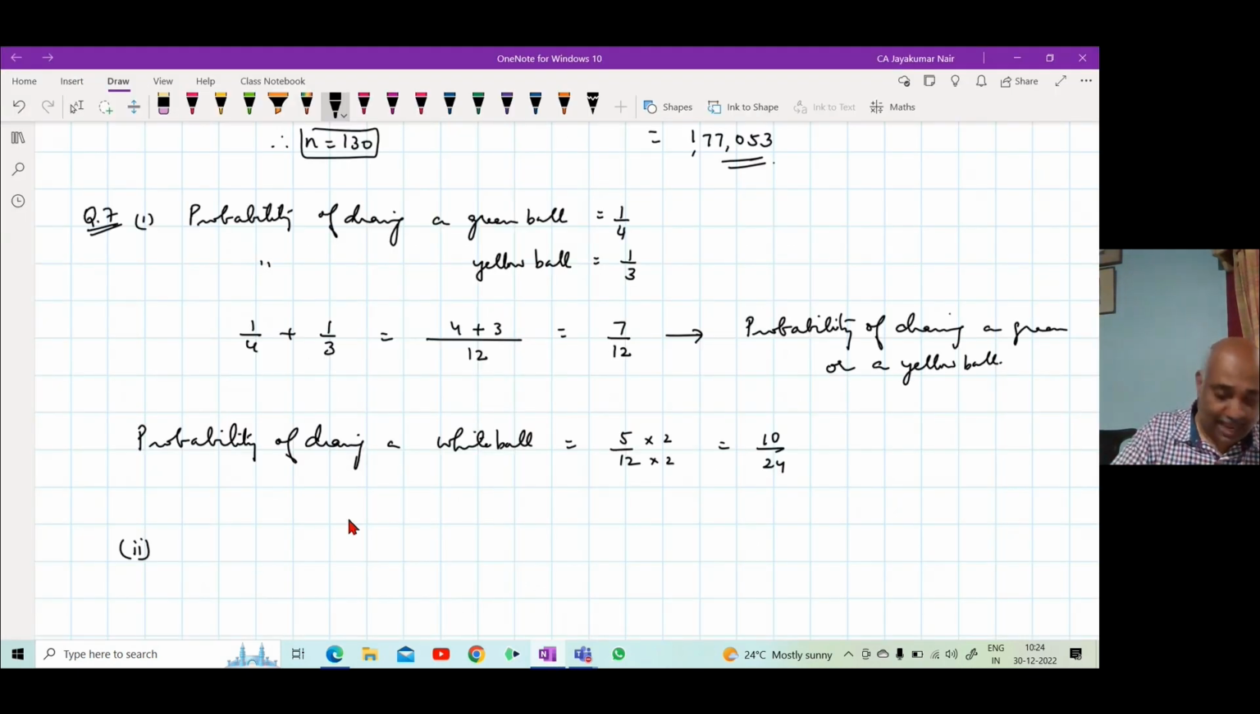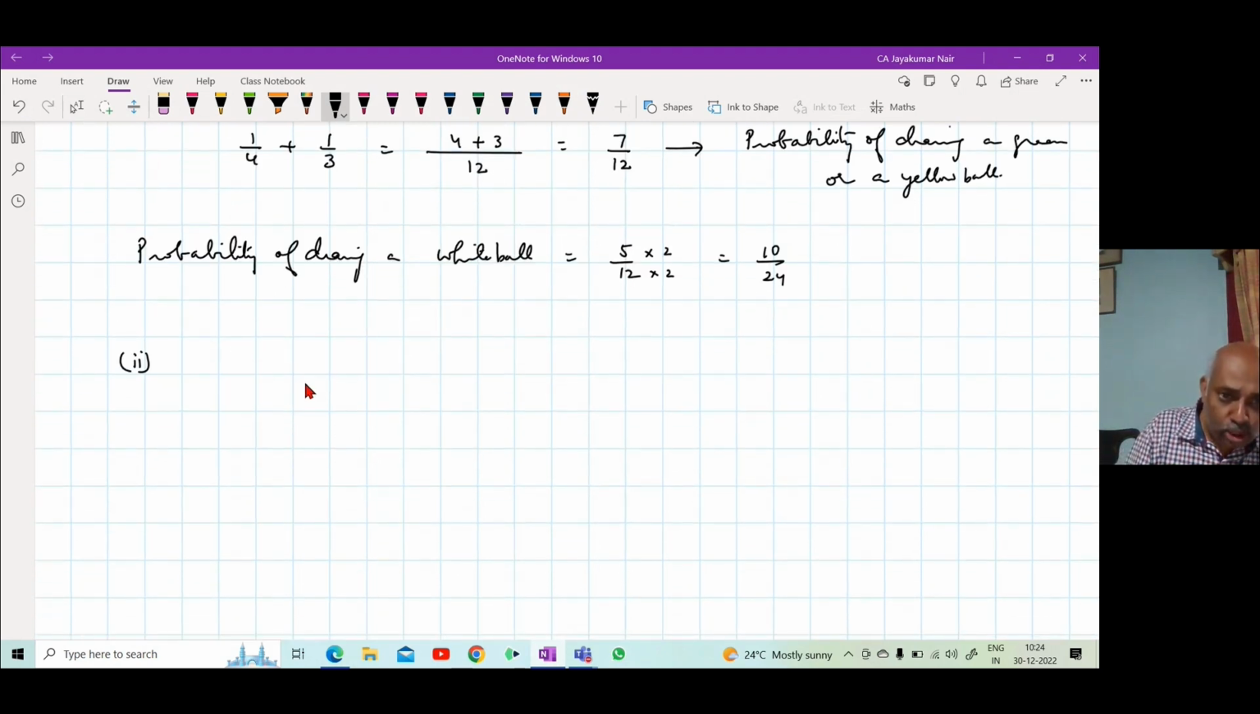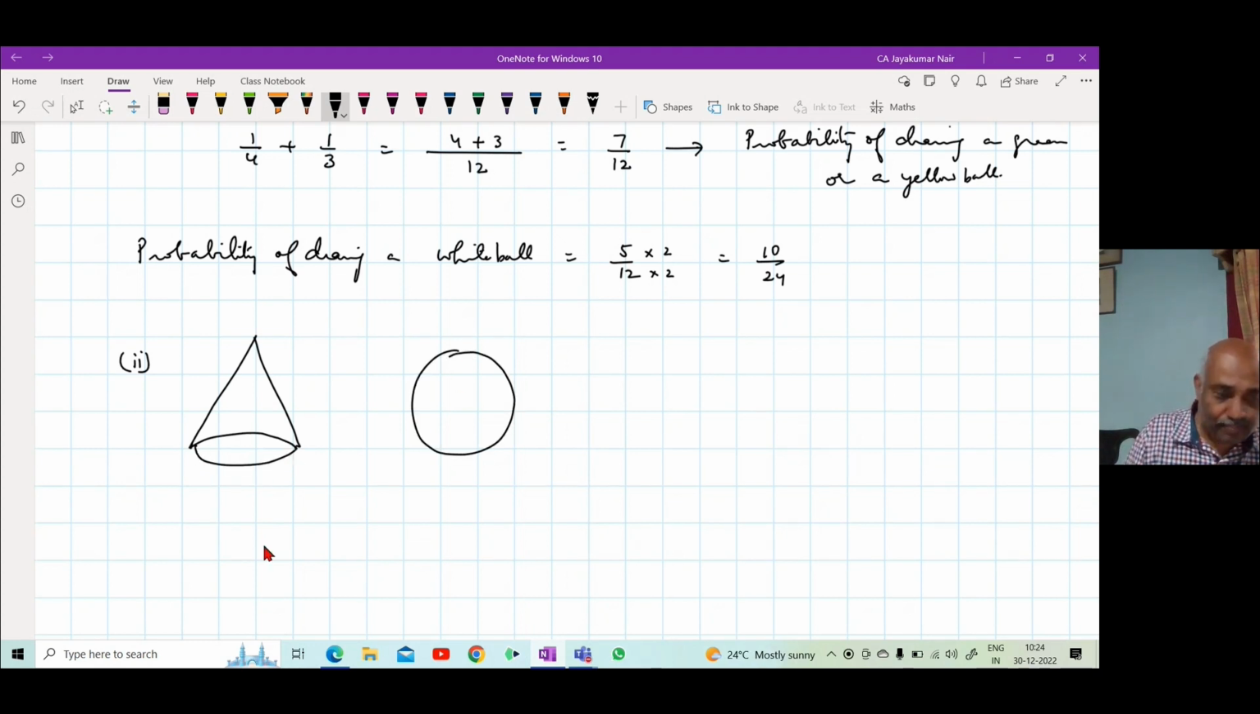So what are they saying? You have a cone, you have a sphere. A cone and a sphere having the same radius. So the radius of the cone and the radius of the sphere both are the same. The radius of the cone is given as 3 centimeters, height is 12 centimeters. So remember the radius of the sphere is also 3, because they say the radius of the cone is equal to the radius of the sphere.